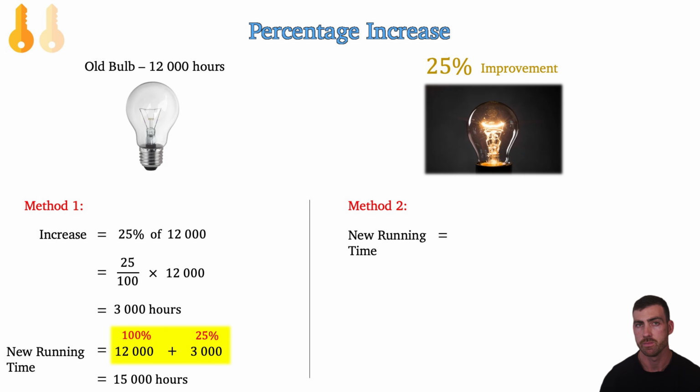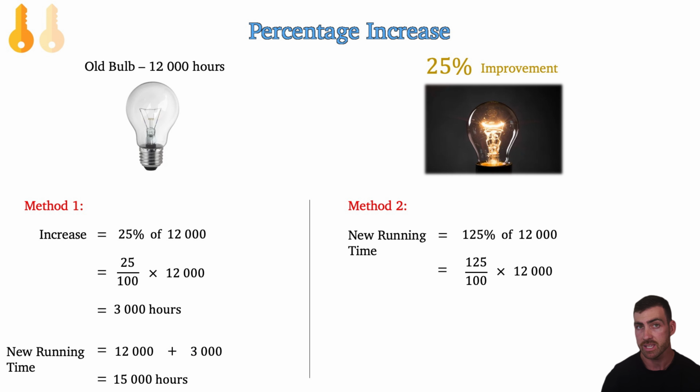Look back at what we just did. We took the original 100%, then added 25%. So instead of doing two steps, we could combine them straight away. If we increase something by 25%, we are really finding 100% plus 25%. This is 125% of the original. So now we simply calculate 125 over 100 times 12,000. And once again, we get 15,000 hours. Same answer, less working.